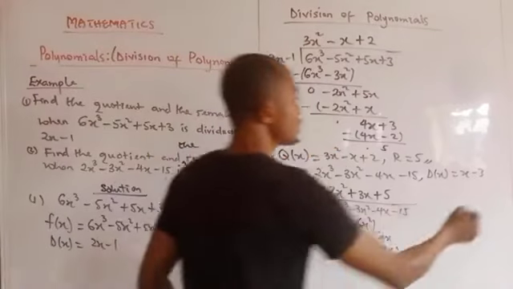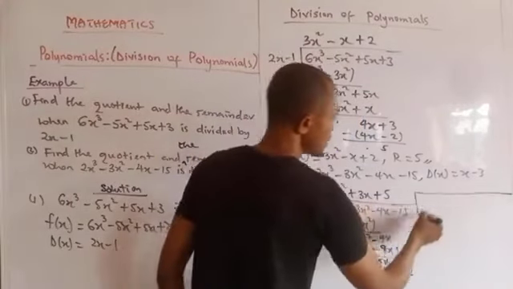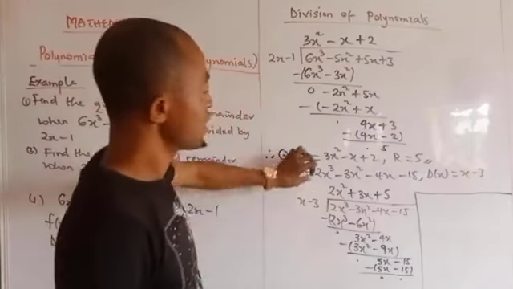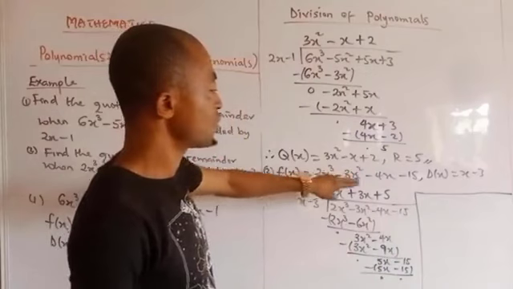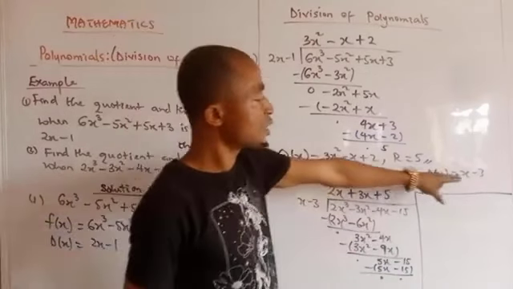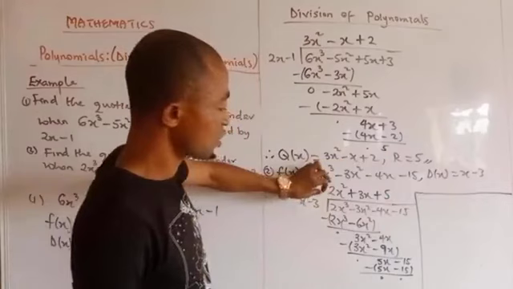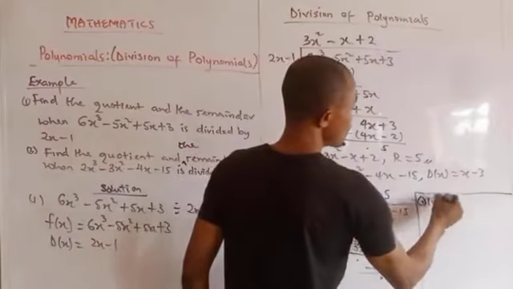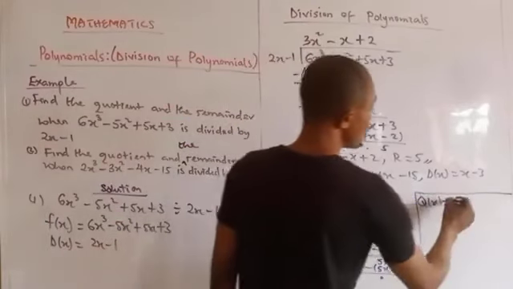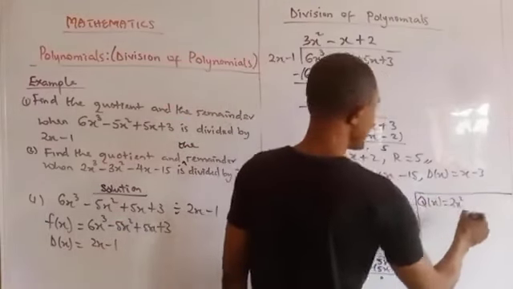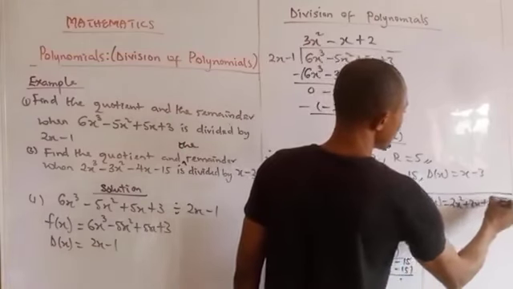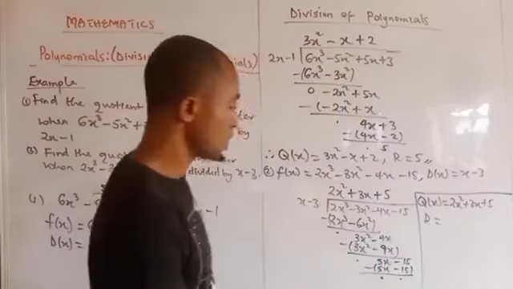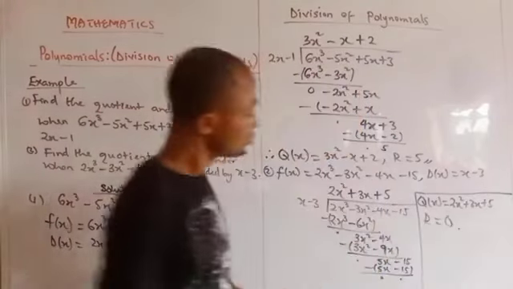So from what we have here now, we observe that when we divide the dividend, which is 2x cubed minus 3x squared minus 4x minus 15, by x minus 3, this is the answer we got. The remainder is 0. So we say that our q of x, which is the quotient, equals 2x squared plus 3x plus 5. While the remainder, we are told to find the remainder also, will be 0.